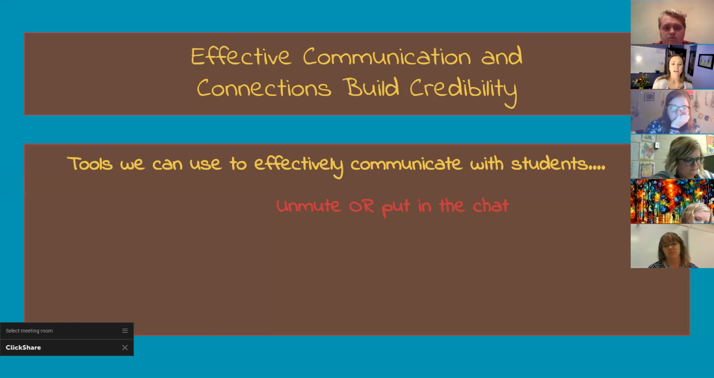Now in Canvas, if you send them an individual comment, it will go to just them. It will go in their message, which if their notifications are turned on, it'll get an email too. So it all comes back to this email.